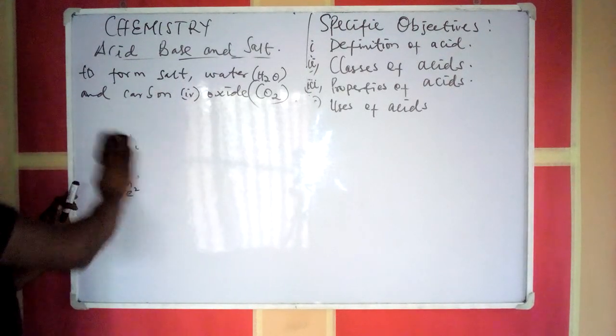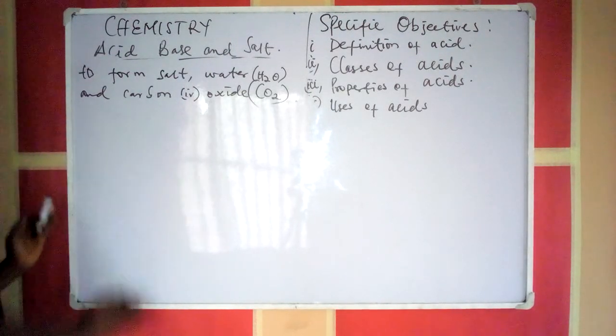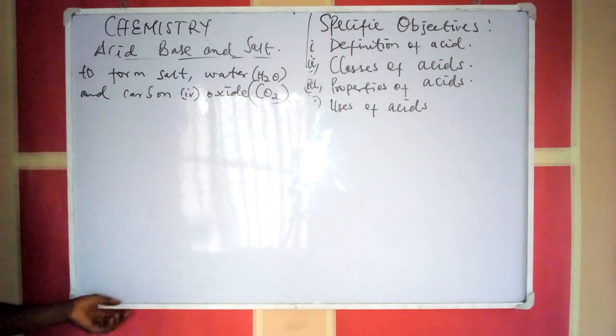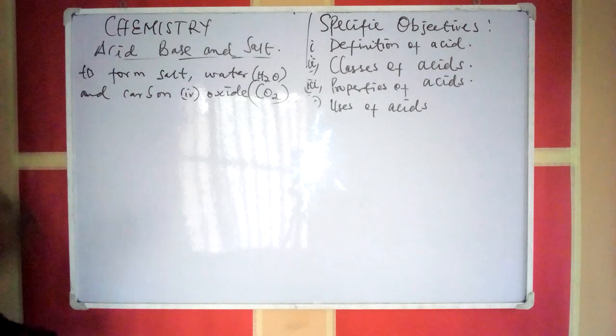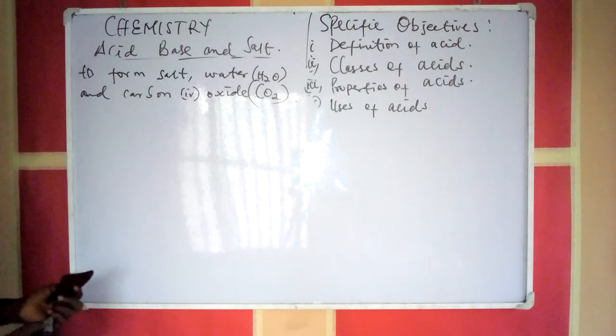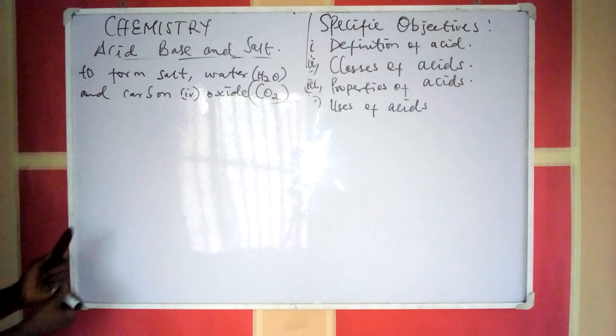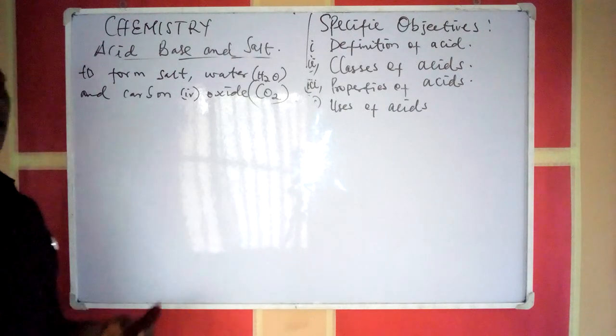Why is trioxonitrate(V) acid exempted from the reaction between metals and acids? Because it is a strong oxidizing agent. It is a very strong oxidizing agent. Okay. Now, the second one says reaction with base or alkali.